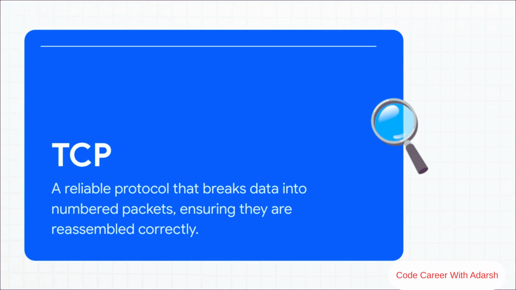So, once your browser has the IP address, it needs a super reliable way to talk to the server. And that's where TCP comes in. You can think of TCP as the internet's postal service. It takes all the data for a website, chops it up into tiny numbered packets, sends them out across the network, and then, this is the magic part, it guarantees that they all arrive and are put back together in the exact right order on the other side.